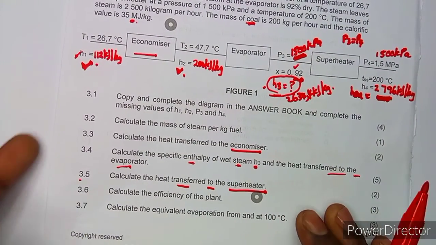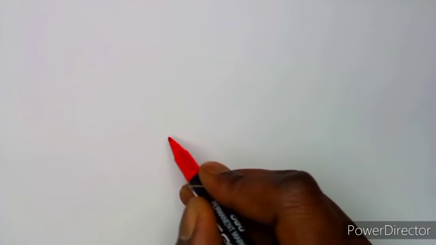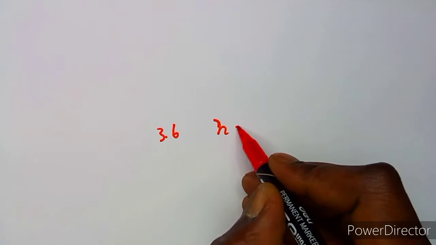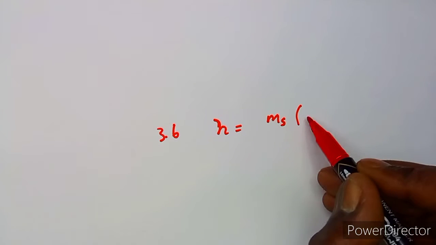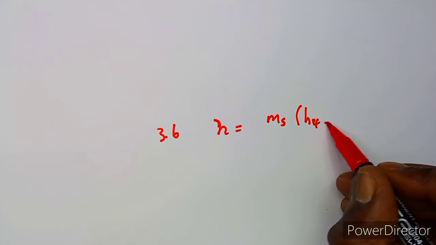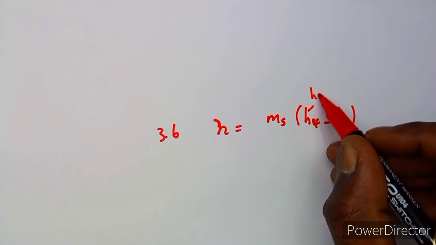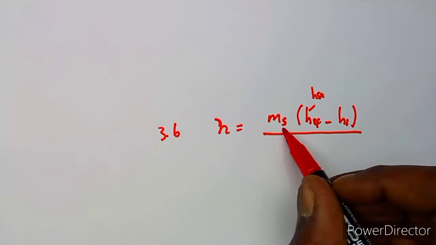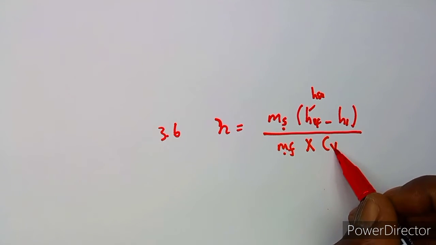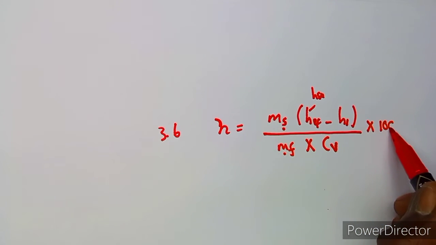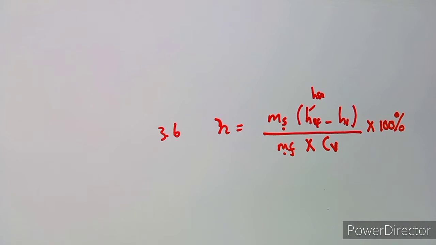Okay, so the efficiency, guys, that is where you now apply your calorific value. So efficiency is equivalent to the mass of steam, still having the mass of steam, but this one you take H sup, which is H4 minus H1. So remember, this is H sup over the mass of fuel. So mass of steam over mass of fuel. This time you multiply by the calorific value times 100% efficiency. Okay, so I think everything we have got.